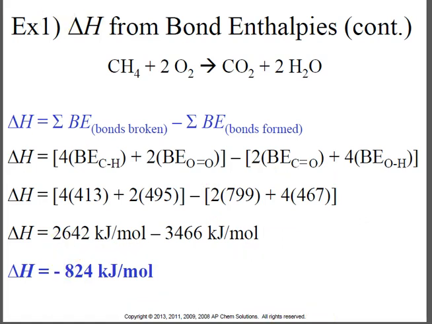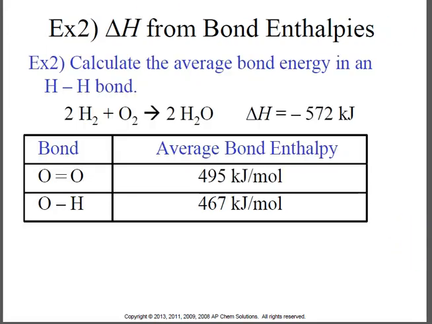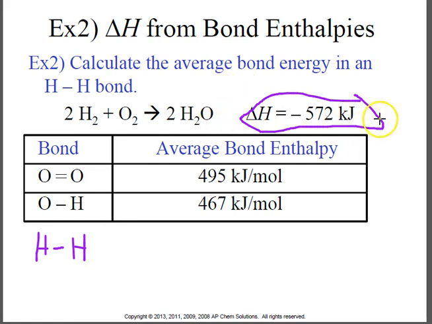Right, another example, here we have hydrogen and oxygen making water. And we already know from the previous example what the delta H value is. The question, though, is what is the bond energy of a hydrogen-hydrogen bond, which is missing from this table. They really like this question on the AP exam. They'll give you the delta H value for the whole reaction, but they want to know what is this missing piece, this missing bond energy.